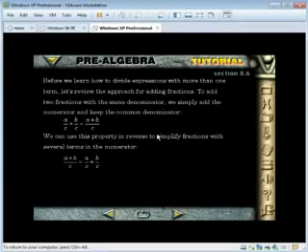Before we learn how to divide expressions with more than one term, let's review the approach for adding fractions. To add two fractions with the same denominator, we simply add the numerators and keep the common denominator. A over c plus b over c equals a plus b over c. We can use this property in reverse to simplify fractions with several terms in the numerator. A plus b over c equals a over c plus b over c.